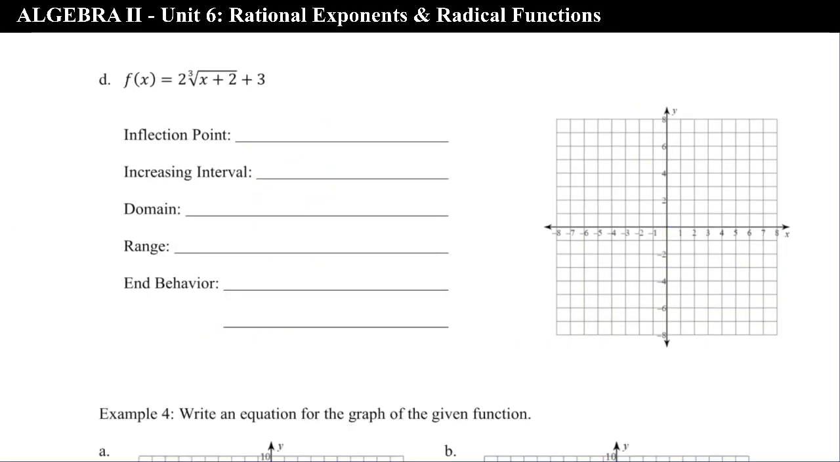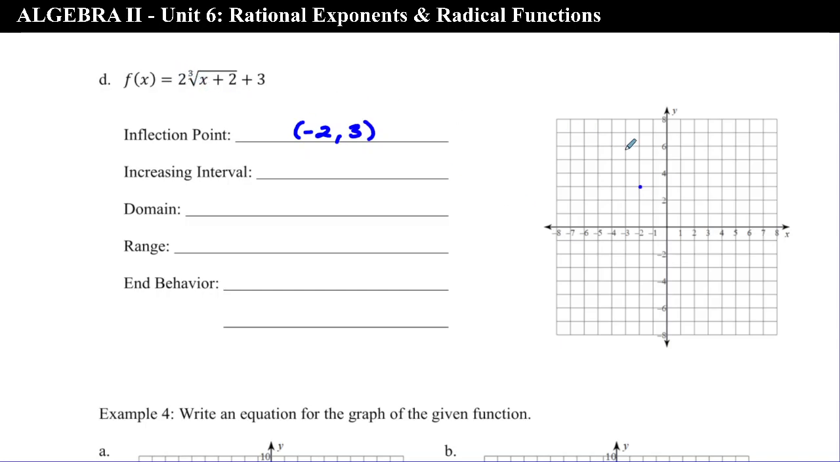All right, let's take a look at the last example. This one is not a square root, rather it is a cube root. So let's see how we are going to plot this. Very much like what we did before, let's get the inflection point. Instead of a starting point, we actually have an inflection point this time. So it's going to be (-2, 3). So let's plot that. (-2, 3) is right here.